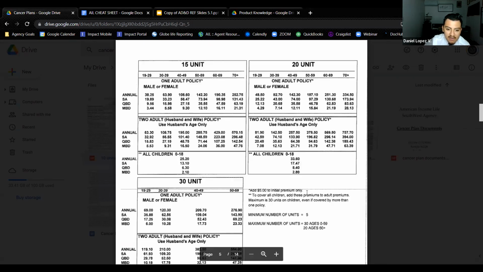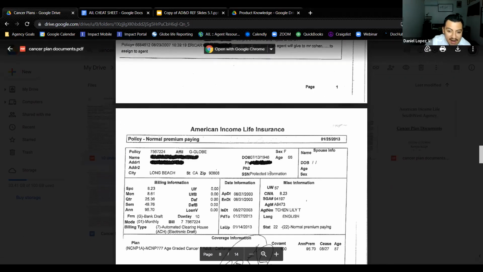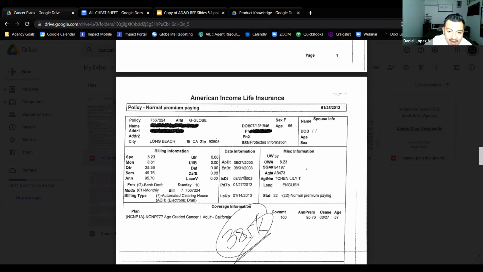Here's the benefit of this. Let's look at a specific client. This client is, right now it's probably 76 years old. She's still alive, I know that. This client got a 10 unit cancer plan, one of the lowest ones. It pays $8.23.